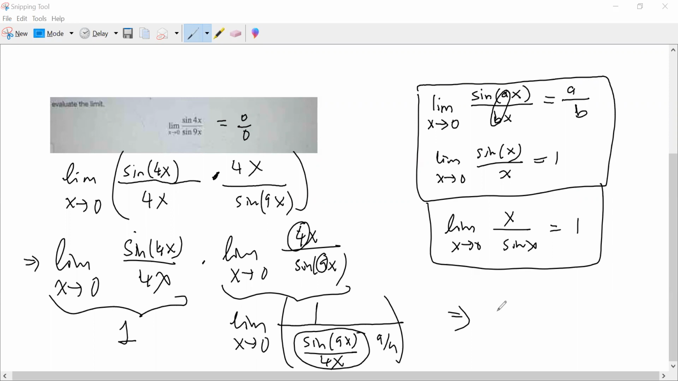So then overall, the first limit is 1, and then the second limit is 4 over 9. So then overall, the limit is just going to be 4 over 9. Okay. All right, so hopefully that helps.